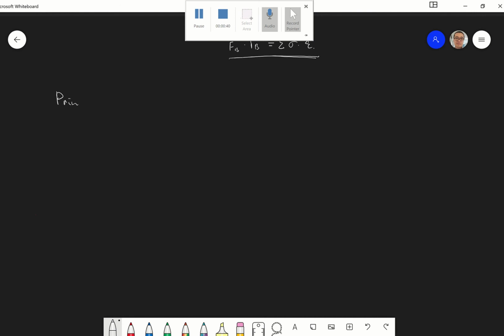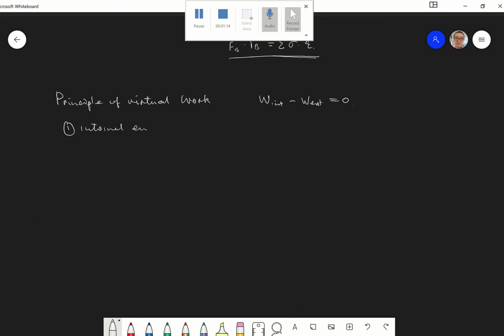Principle of virtual work says the internal energy, right, minus the external energy equal to 0, right? So first of all, let's look at the internal energy.